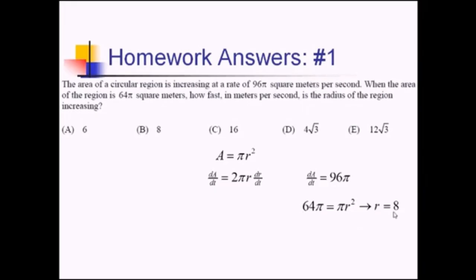All right, so let's plug the r in with the 96 pi. We've got 96 pi equals 2 times pi times 8 times dr over dt. At this point, we're just dividing step by step to solve for dr over dt. If we divide by 2, that's going to be 48. We can divide the pi's away. 48 divided by 8 is going to give us 6. So we have 6 meters per second for the rate at which the radius is changing. Choice A.